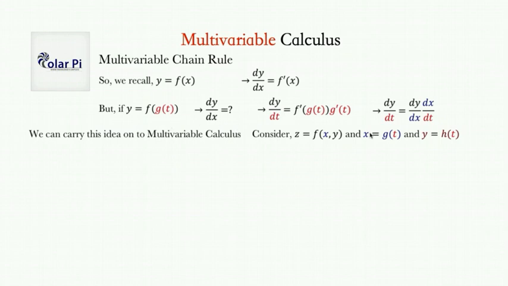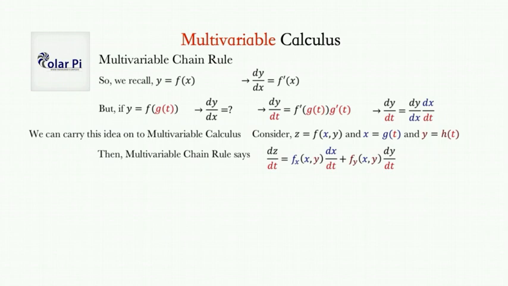And as was the case over here, we in turn have that x is a function of t, so x is some g of t, and y is also a function of t. So y is some h of t. Then it makes perfect sense to talk about dz dt, right? And by the multivariable chain rule, this is what dz dt would have to equal: the partial with respect to x of f times dx dt plus the partial with respect to y of f times dy dt. So this is what dz dt is in the multivariable calculus chain rule, first case.